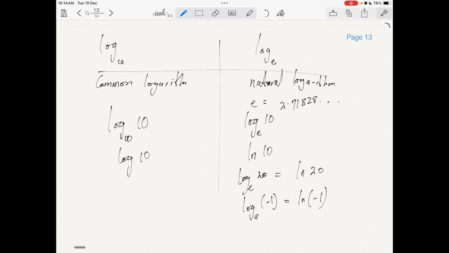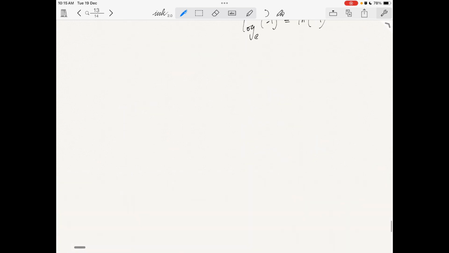So this is an alternative form for log to base e. Now, before we go further, let's talk about the rules of logarithm. The rules of logarithm are quite similar to that of indices. So we can establish that now.